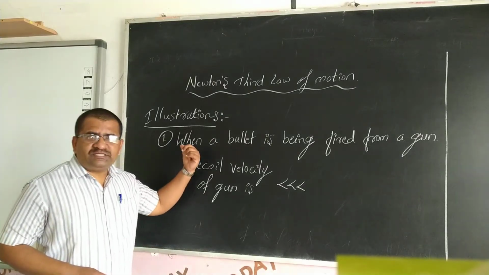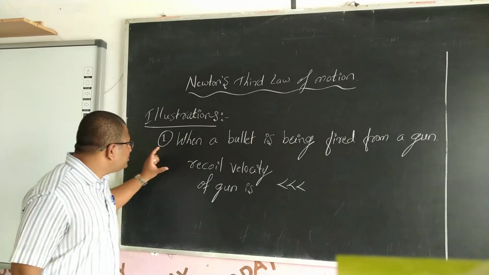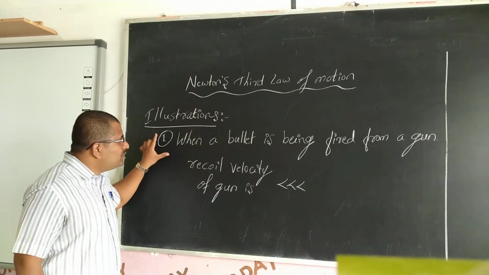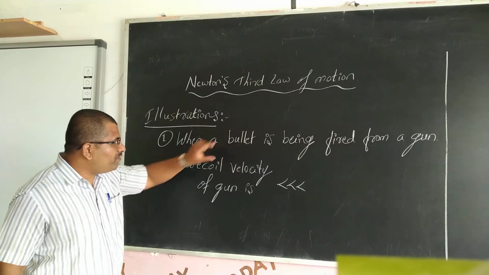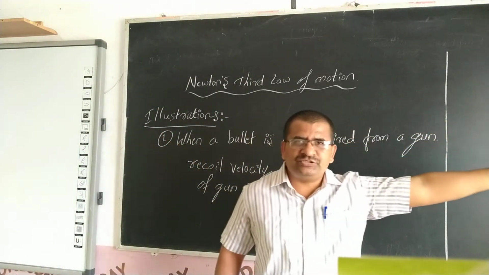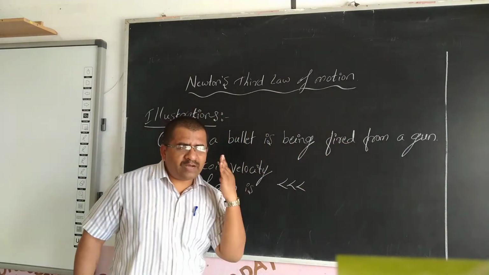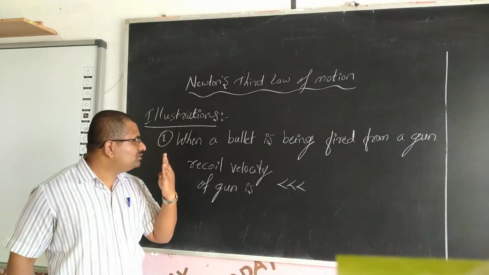Okay, students, let us study the illustrations of Newton's third law of motion. The first illustration is like this: when a bullet is being fired from a gun, the gun moves in a forward direction, and the gun comes back in the backward direction.